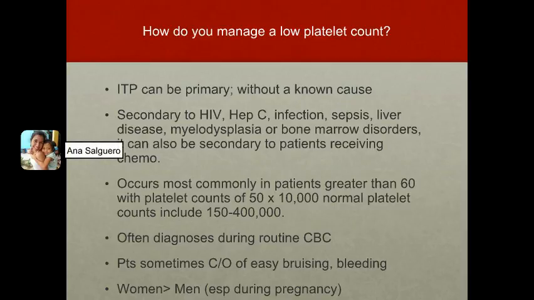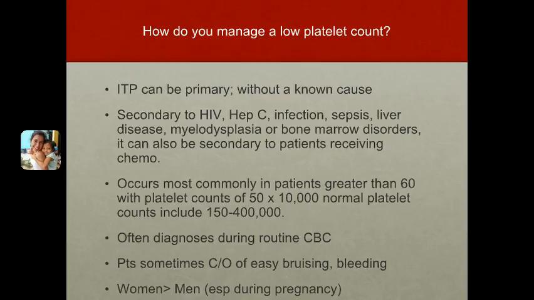ITP can be either primary without a known cause or secondary to diseases like HIV, Hep C, infections, sepsis, liver disease, any type of chemo or cancer. It occurs most likely in patients older than 60. However, I've personally seen ITP across a lifespan and even in pregnant mothers.